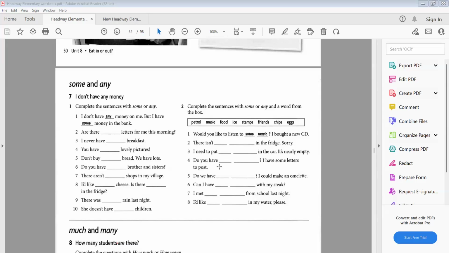All of your answers are correct. I can see in the chat. So now we understand the difference between some and any. Also, let's do number 2.